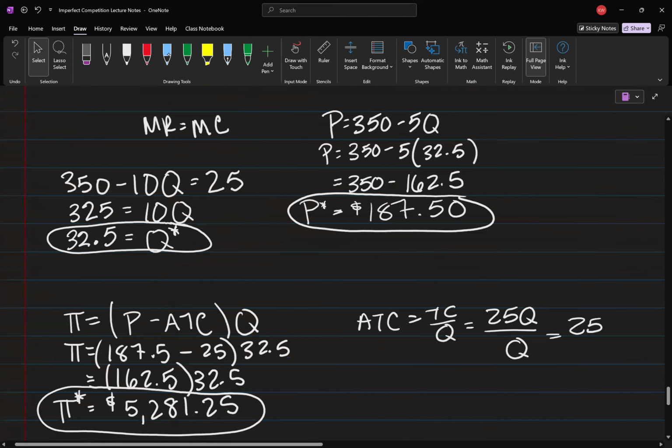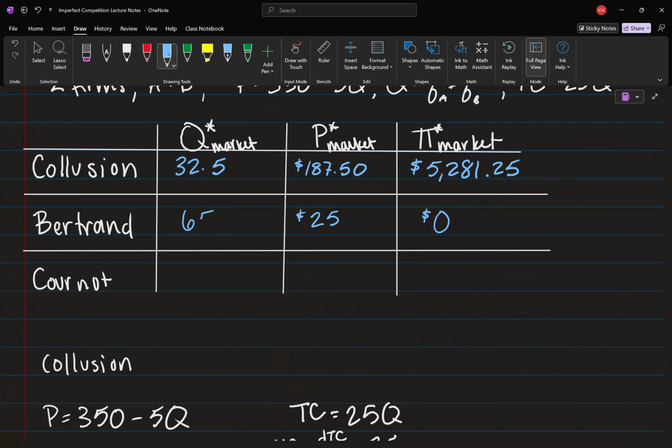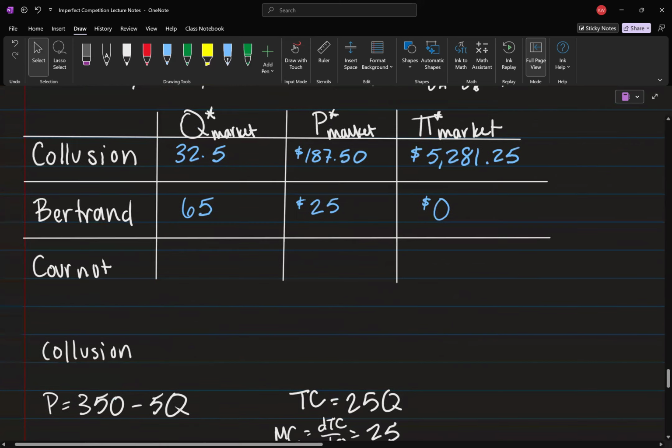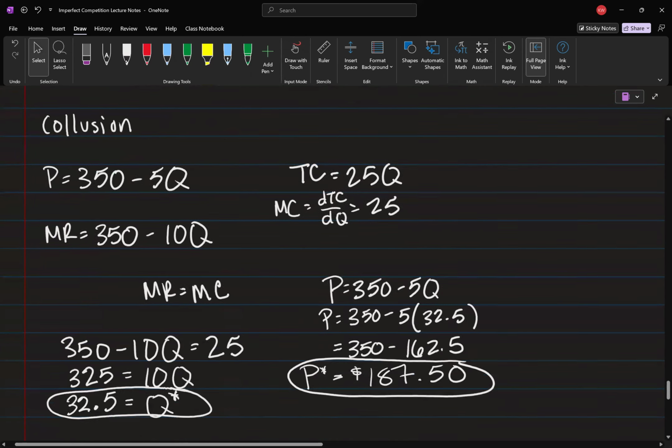So let's go ahead and put that into our table. Bertrand firms earn 0 profits. They set a price of 25 and they produce 65 units. Lastly, we want to look at if our firms engage in Cournot competition.